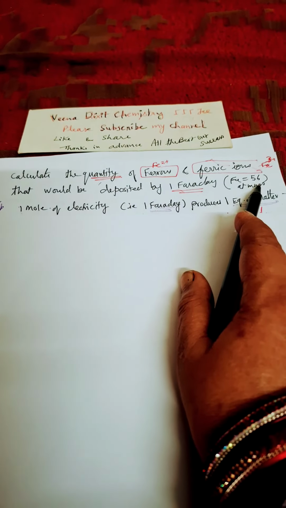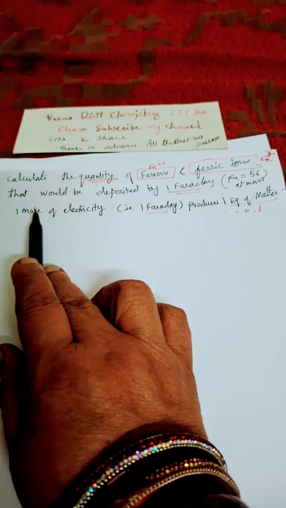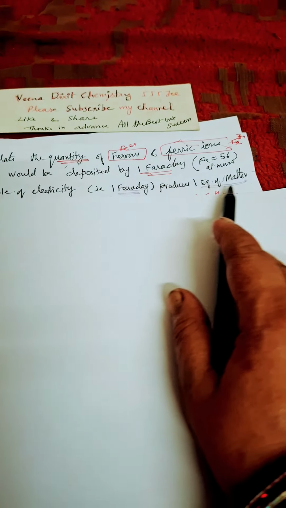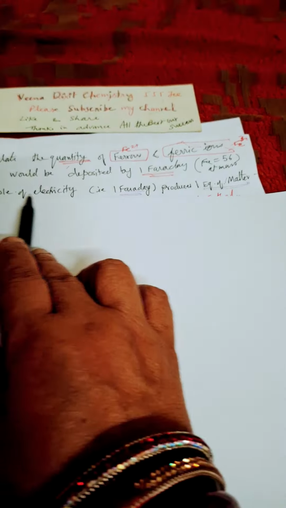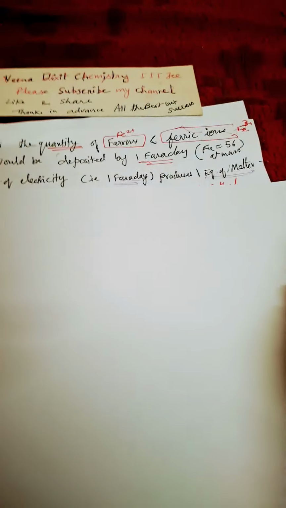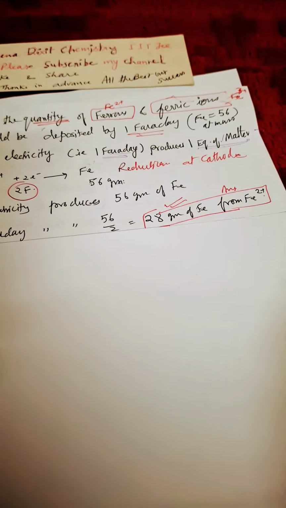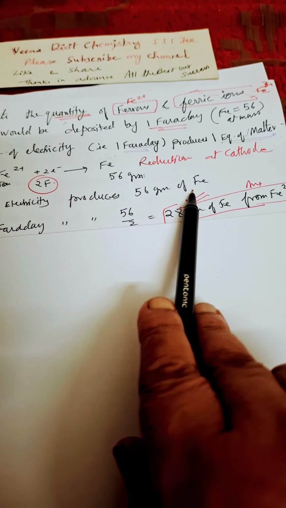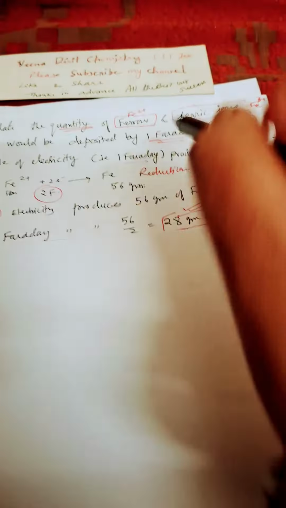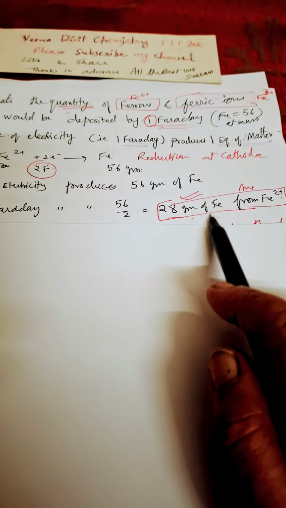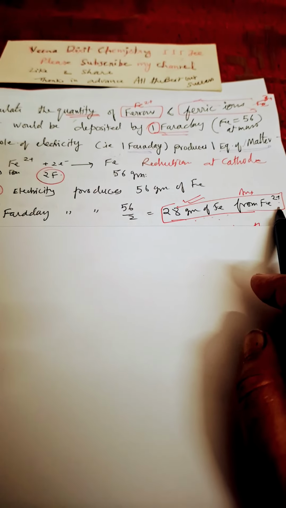Iron atomic mass is 56, and we know, tip of the day, 1 mole of electricity, that is 1 Faraday, produces 1 equivalent of matter. Again I repeat, 1 Faraday produces 1 equivalent of matter. Clear? So what we have to do, we will do like this. 2 Faraday electricity produces 56 gram of iron. So 1 Faraday, because they have given 1 Faraday, is equal to 28 gram of iron from Fe2+.